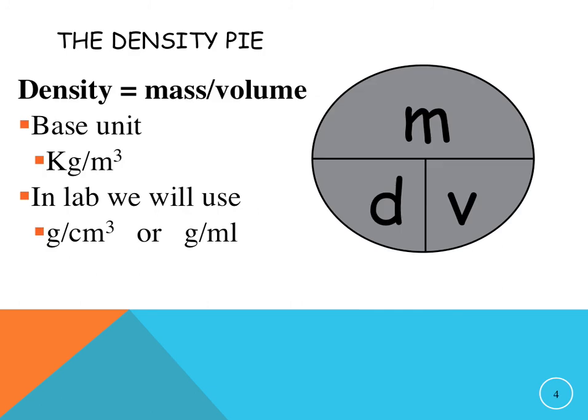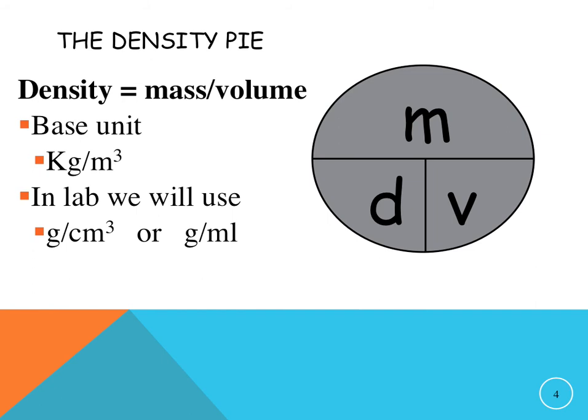I call it the density pie. Most pies that you make are pretty dense, so I guess that makes sense. Our formula, if you look at the circle, we have D for density, and then we have mass written above the line and volume written beside the line. If we are solving for density, we can put our finger over the D, and you get M divided by V. If we want to solve for mass, we can put our finger over the M, and that would tell us we have D beside V, and that means we have to multiply. So density times volume will give you mass.